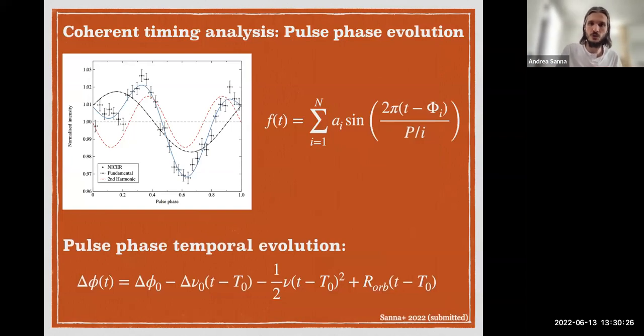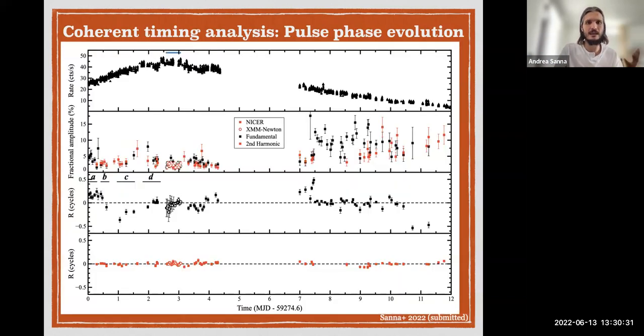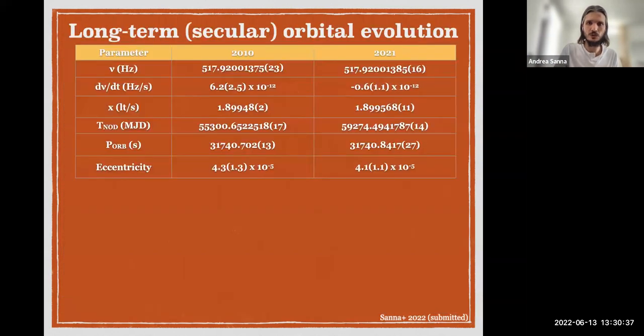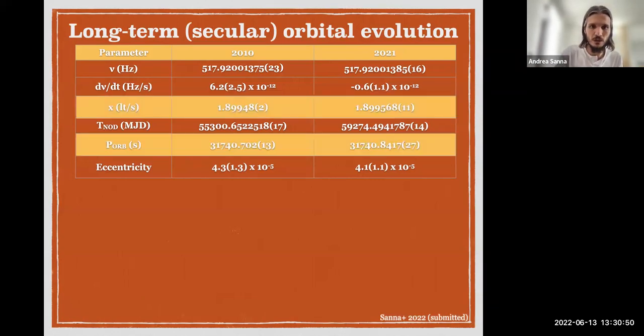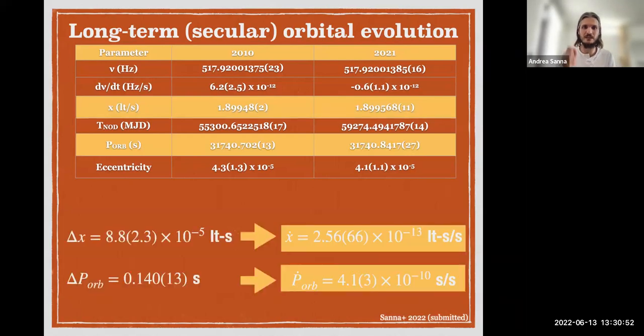One thing that I would like to show you is the following. We apply timing analysis and we get the evolution of the phases. Here I'm comparing the orbital properties in 2010, first outburst, and 2021, second outburst. You can notice a clear significant difference in two parameters, orbital period and semi-major axis of the binary system, basically the separation of the two objects.